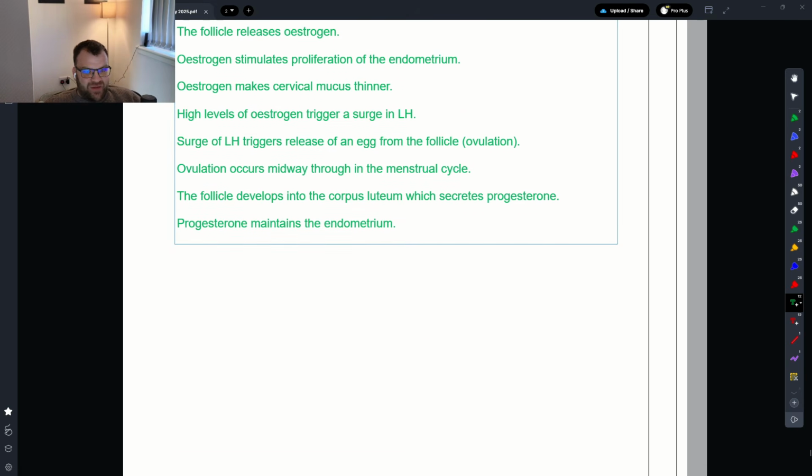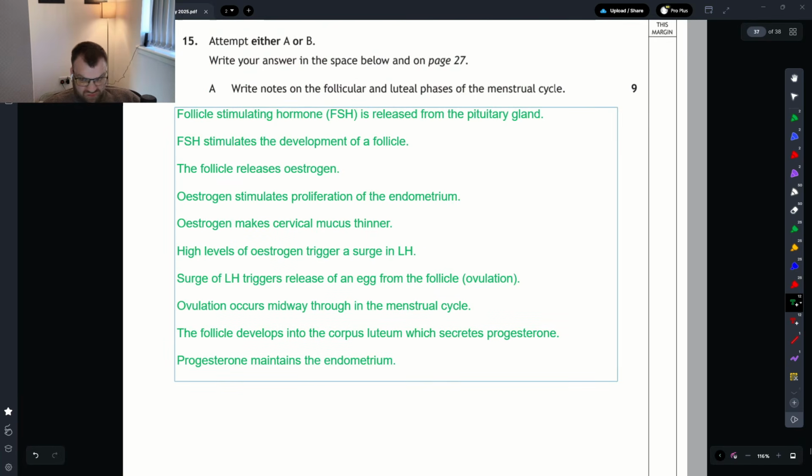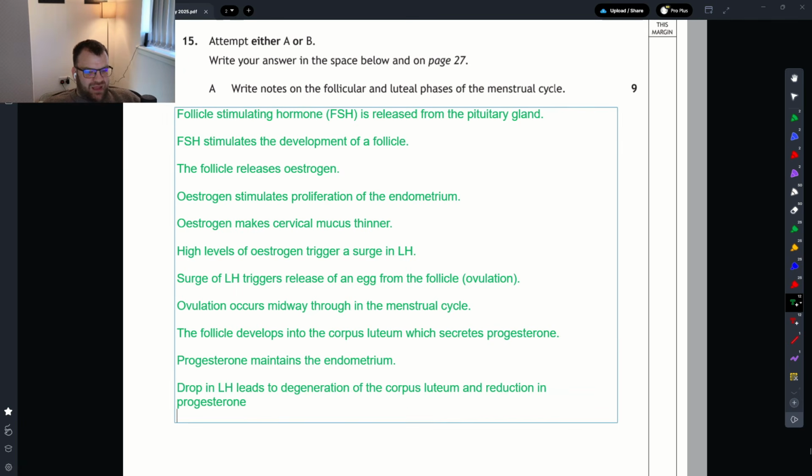At this point, it depends on if the person got pregnant or not. Because we're talking about the menstrual cycle, this is presuming that the person has not fallen pregnant. A drop in the LH is going to lead to the corpus luteum breaking down. That's going to then produce less estrogen. And then because of the lack of progesterone, the endometrium lining is not maintained. It's going to start to break down. And then that's going to lead to the end of the cycle.